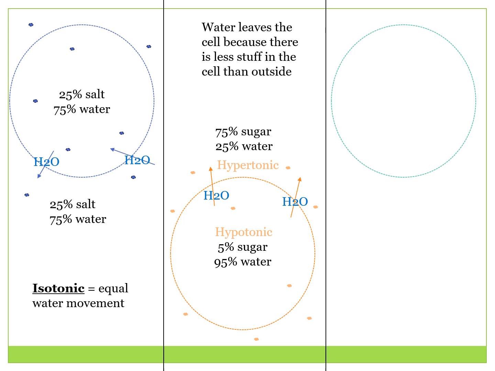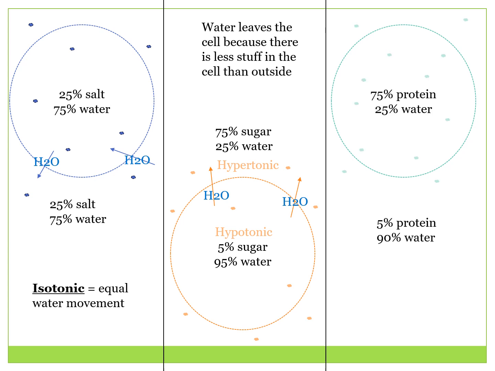And again, what's going to happen here is water is going to leave the cell because there is less stuff in the cell than outside of the cell. And remember, with diffusion, we are moving from an area of high concentration to low concentration. So water is going to move out of the cell. What this can cause the cell to do is shrink and shrivel. This is not a favorable situation in our cells because this is what happens with dehydration.